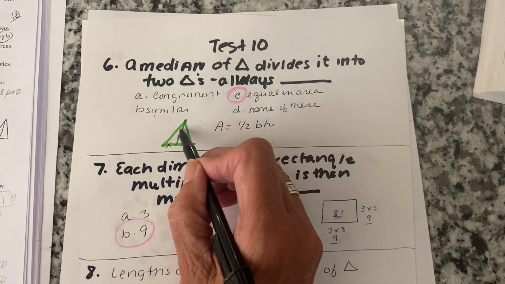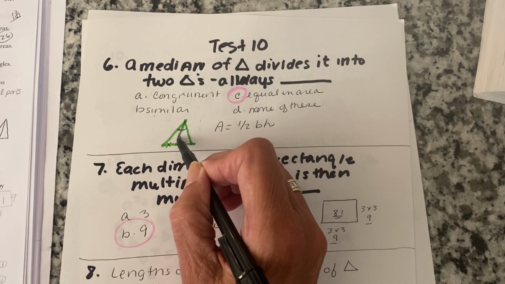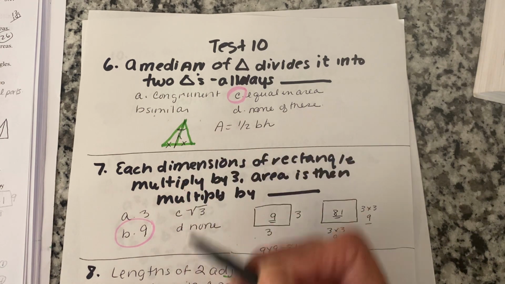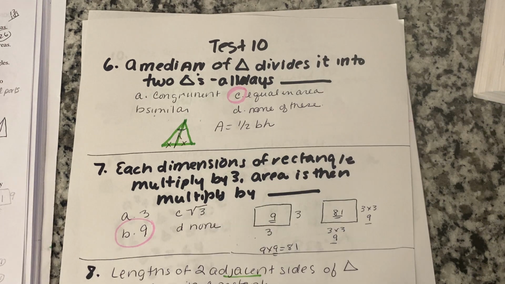Basically, a median splits the side, so this part is the same as this part, and it divides the triangle down here, okay? So they want to know, is it congruent? Think what section we're talking about too. We're not talking about anything in this section about congruency. B, is it similar? Well, we haven't been talking about similar triangles in this section, have we? Is it equal in area?